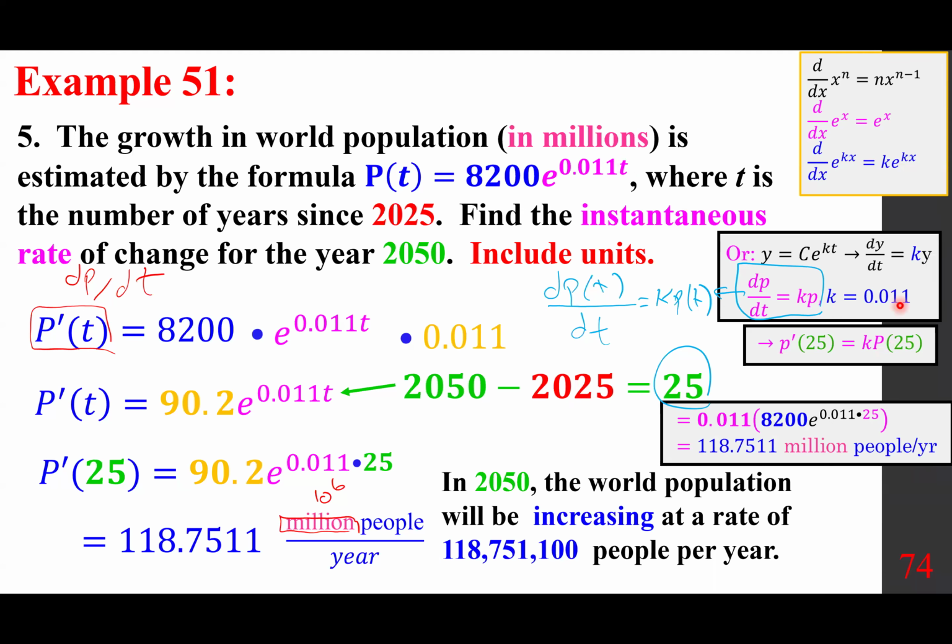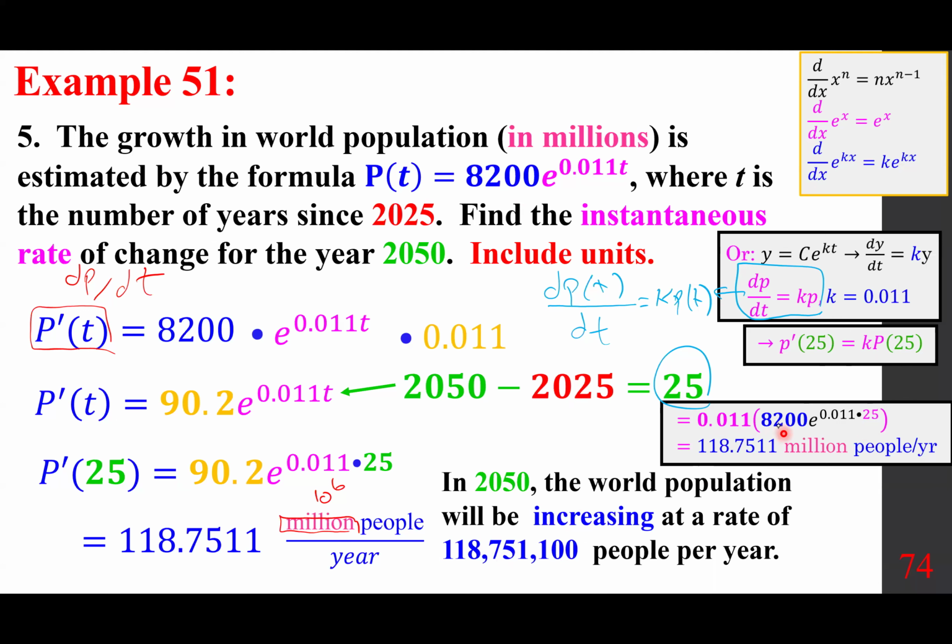So 0.011, that's k, and p of 25, 8200, times e to the power 0.011 t, where t is 25, and that will give you exactly the same. So this is another approach, because that's what they do in some texts. I want to make sure to be clear on that.